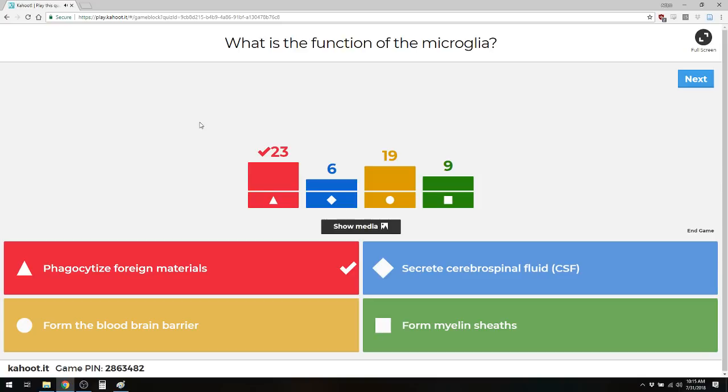Okay, yes, so the microglia are going to be able to phagocytize foreign materials there. What secretes the CSF? Those ependymal cells will actually secrete CSF, located along the line of the ventricles there. Does not form the blood-brain barrier. What did that? Those are the astrocytes. So astrocytes help to form that blood-brain barrier. They have those nice little legs that go in and encapsulate the blood vessels there. And they do not form the myelin sheaths. What does that? Oligodendrocytes will do that. And then peripherally, what will form the myelin sheaths? The Schwann cells, right?